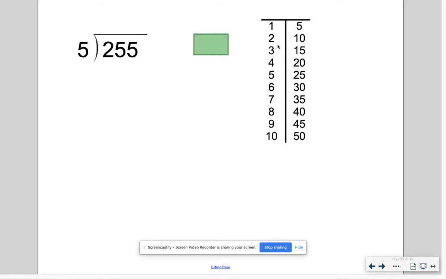So this is the first one, 2, 3, 4, 5, 6, and up to 10. All right. I really only have to go up to 9, but that will make my job with long division a lot easier. And let me explain how.